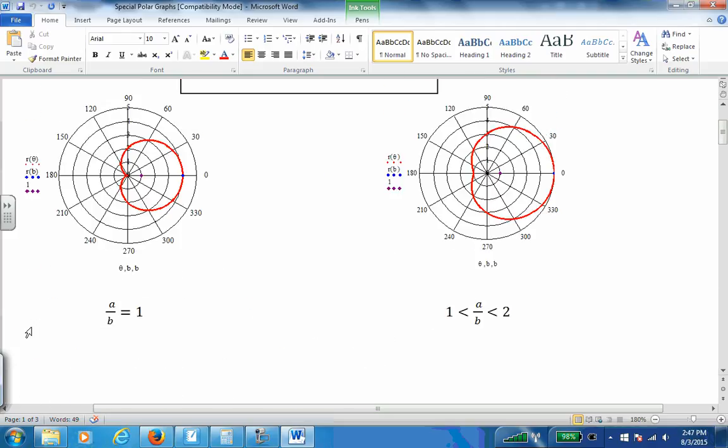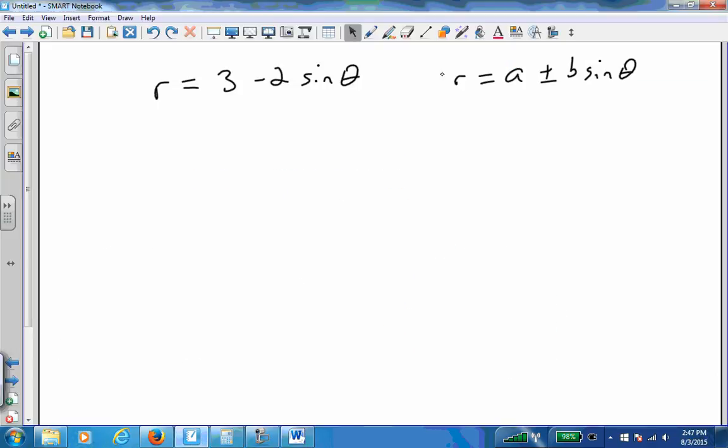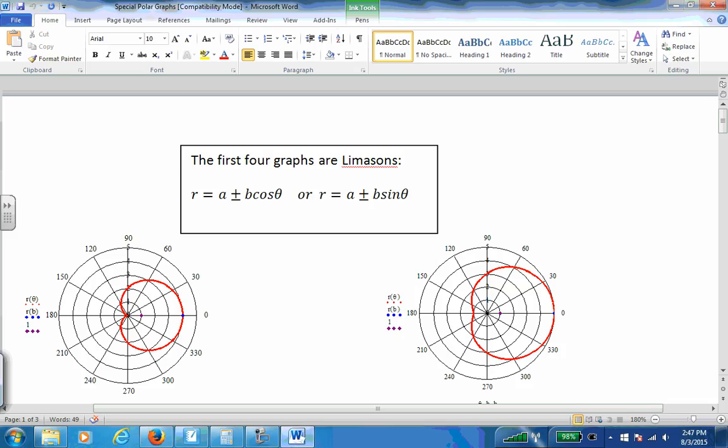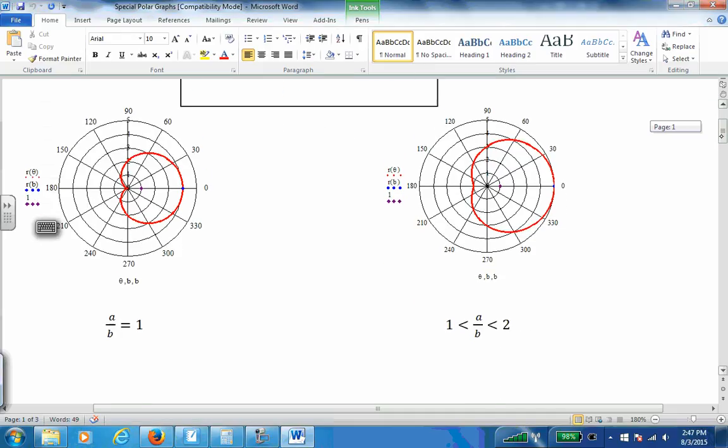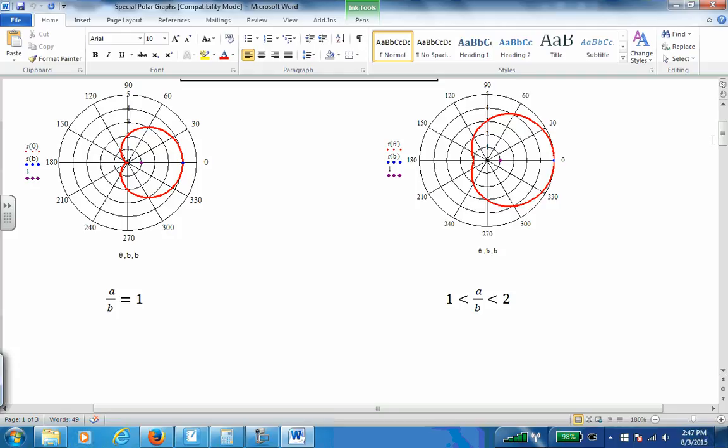And the way we differentiate between which of these 4 it is, notice underneath each of these graphs we have A over B, where A is the constant, B is the coefficient of the sine or cosine. So on ours, A is 3. We just take the number. We don't take the sign with it. So B is 2. So A over B is 3 over 2. So we go back to our handout and we see which one of these A over B 3/2 fits. So 3/2 is 1.5. So we want the graph where A over B is between 1 and 2.